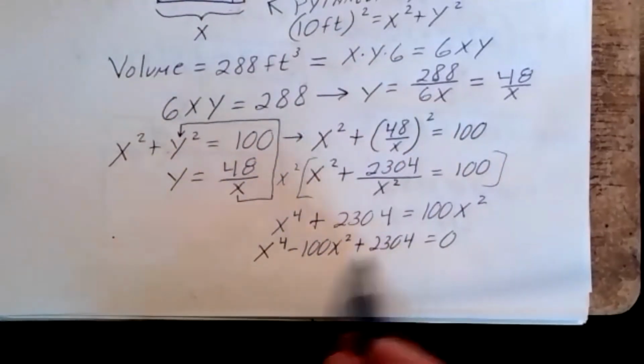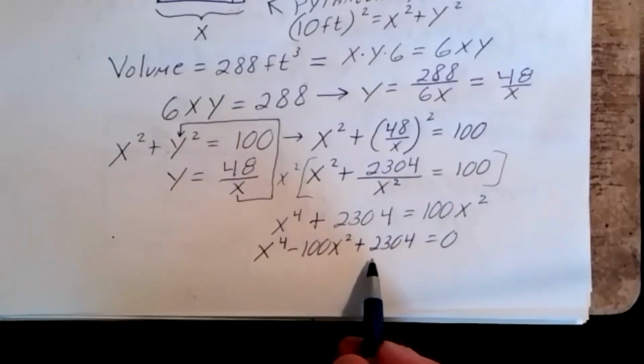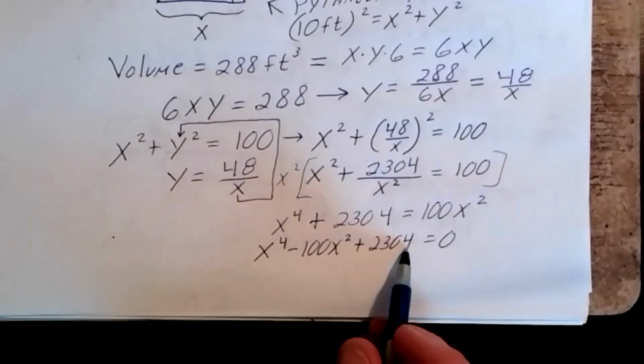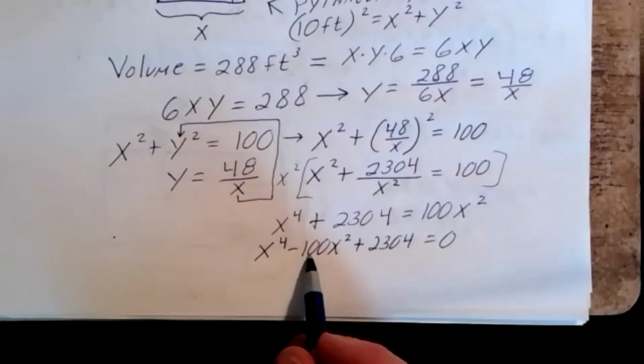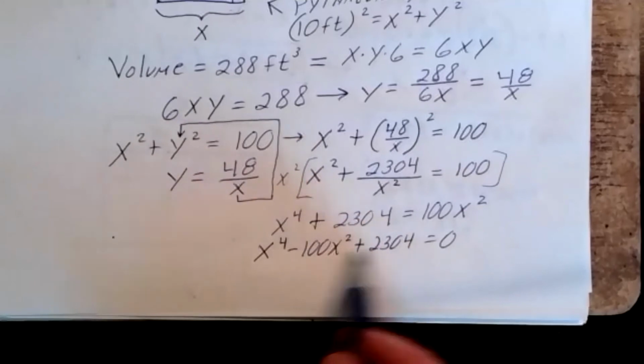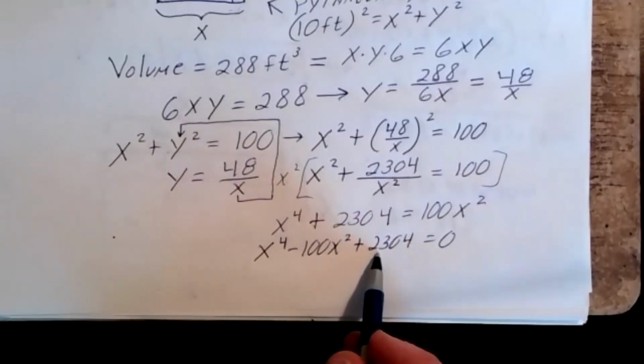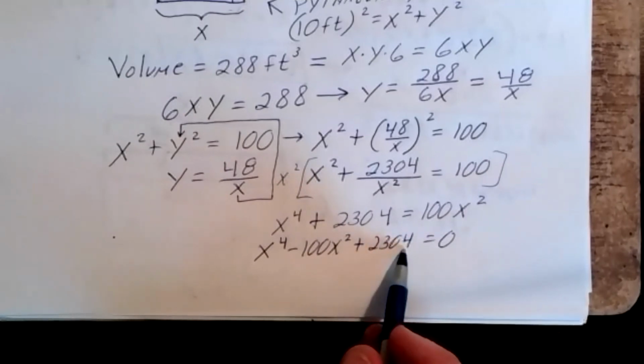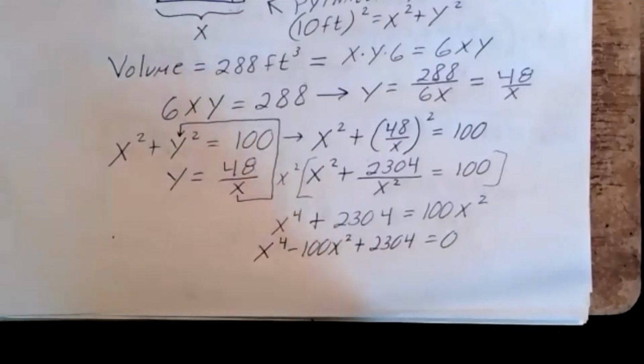Oh boy. Can we factor this? Ladies and gentlemen, do there exist two factors of 2,304 that sum up to negative 100? Anybody out there quick with the calculator? You could use the quadratic formula also to solve this, but I'm just curious. Let's have a race. Who can find me two factors of 2304 that sum up to negative 100? Go ahead. See, can you find something?